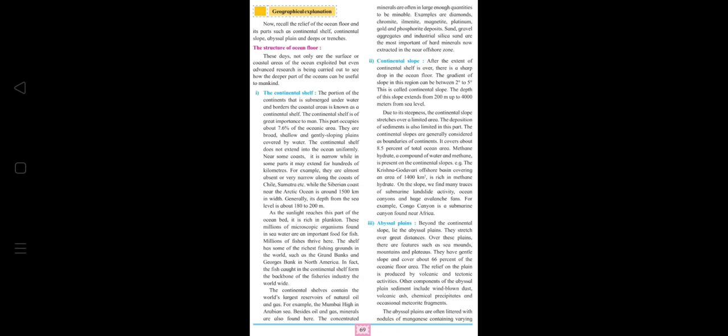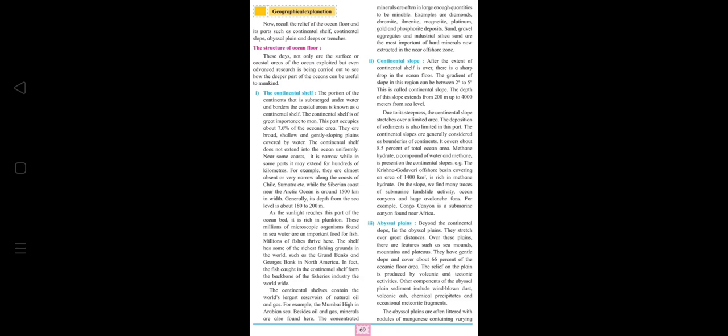The continental shelf does not extend into the ocean uniformly. Near some coasts it is narrow, while in some parts it may extend for hundreds of kilometers. For example, it is almost absent or very narrow along the coast of Chile and Sumatra, while the Siberian coast near the Arctic Ocean is around 1500 kilometers in width. Generally, its depth from the sea level is about 180 to 200 meters.